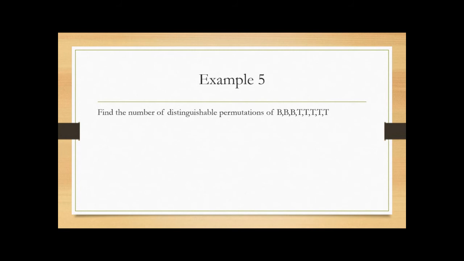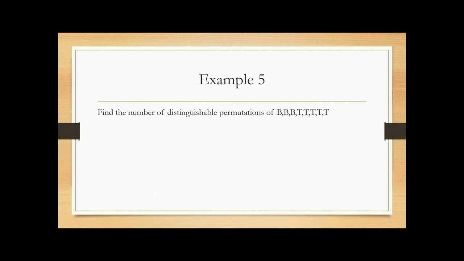Find the number of distinguishable permutations of B, B, B, T, T, T, T, T. So it says permutation, so we need to use the permutation formula or the permutation button on the calculator. Permutation is where the order matters. But it does say distinguishable, which means you have to be able to tell the difference between them. So when you have distinguishable permutations, it's a slightly modified formula from a regular permutation, and we can't actually use the button on the calculator.